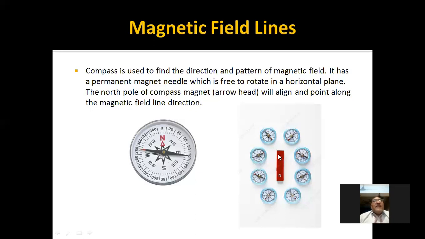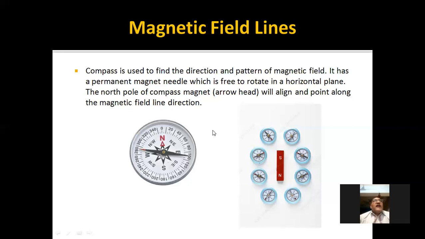For example, here in this diagram, you can see we have a magnet and I have placed that magnet on a paper, and I have put compasses on different locations around it. At every location, this red tip of the magnetic compass is showing the direction of the magnetic field line. So here the magnetic field lines are going in this direction, here in this direction, here in this direction, and here the magnetic field is going in this direction.